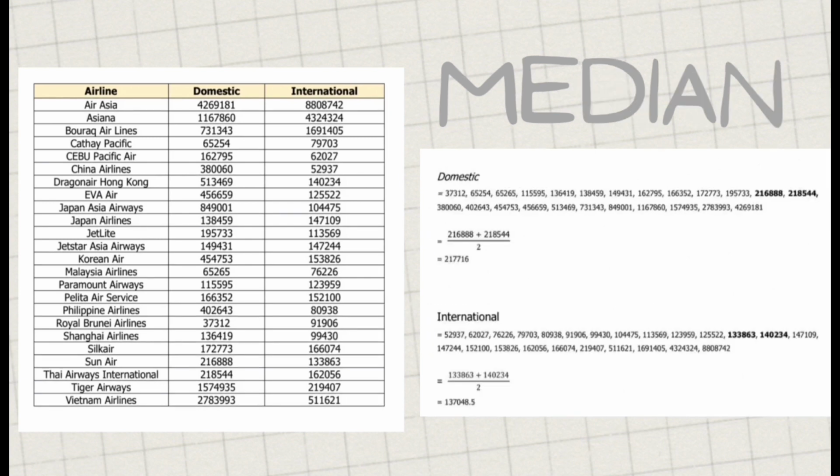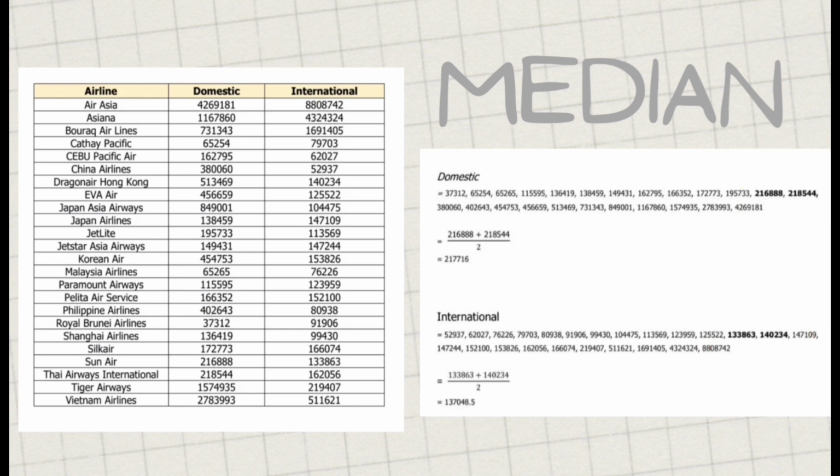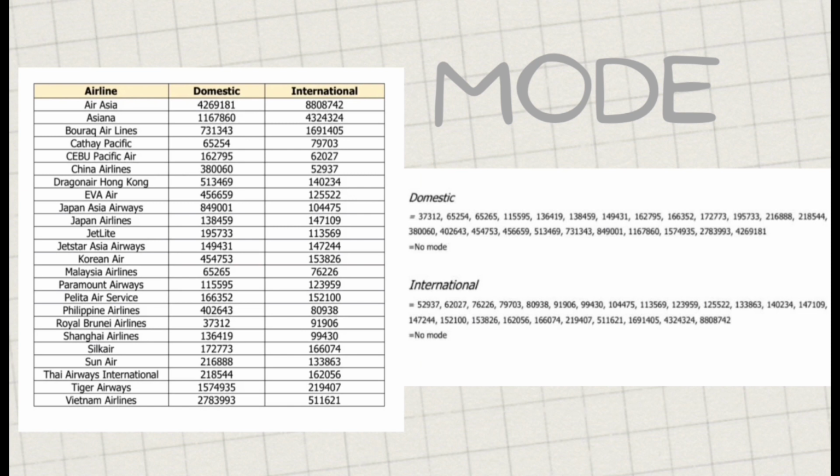Next part is median. I already arranged the data in ascending order for both domestic and international. And this is the middle value. To find the median, I will add these two numbers and divide it by 2. And here is my answer, which is 217,716 for domestic and 137,048.5 for international.